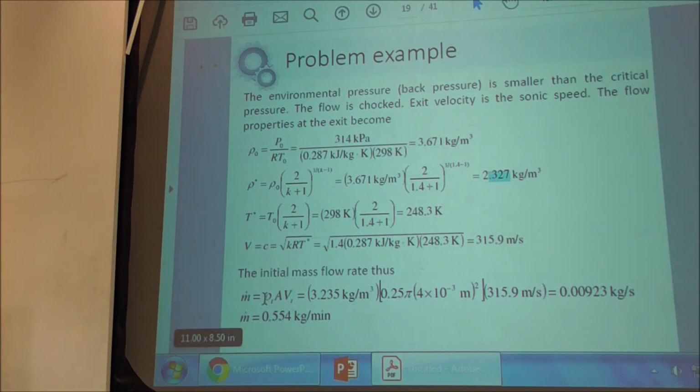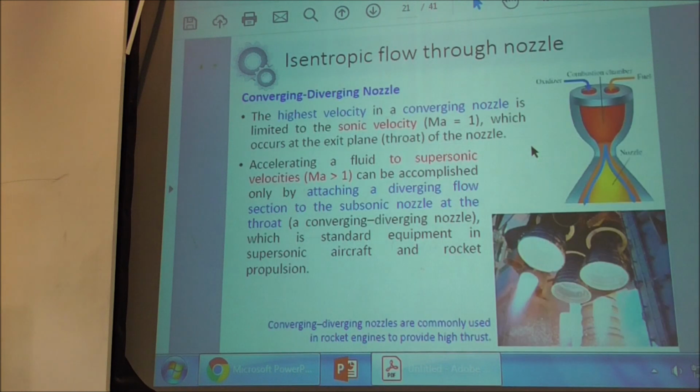So don't get worried if your result is not exactly the same as my result. I can still accept it, so long as it is close. It will be totally different if I got 2.327 but you got 5.6. Totally wrong. But if you get 2.4, I will look into it. Any question before we finish the converging diverging also?